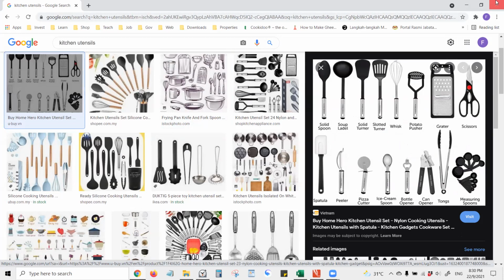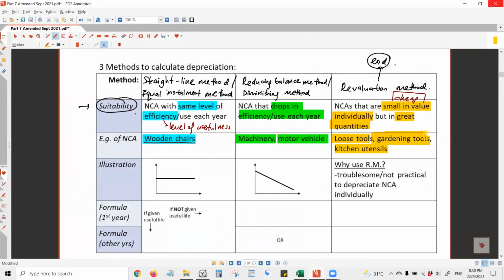Okay, last one, gardening tools. Some businesses plant trees and flowers for people to buy. Not sure if you have been to those places before. They sell those trees and plants to the people. So these are some examples of NCA, which are cheap in value and also great in quantities. For this NCA, you use the revaluation method. A common question that would be asked in the exam is, why do you use the revaluation method for this kind of NCA? And we are going to see those questions soon.